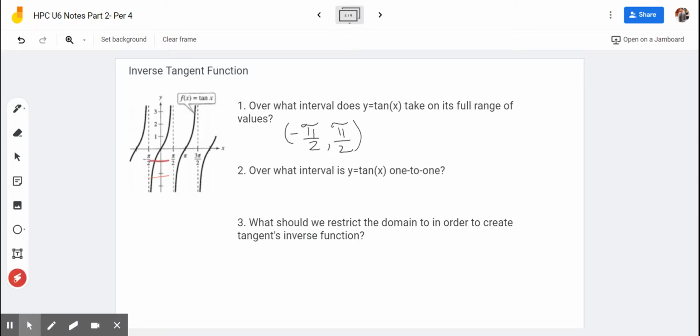Over what interval is y equals tan of x one-to-one? Well, remember, it has to pass a horizontal line test, and that's also over that same interval, negative pi over 2 to pi over 2.